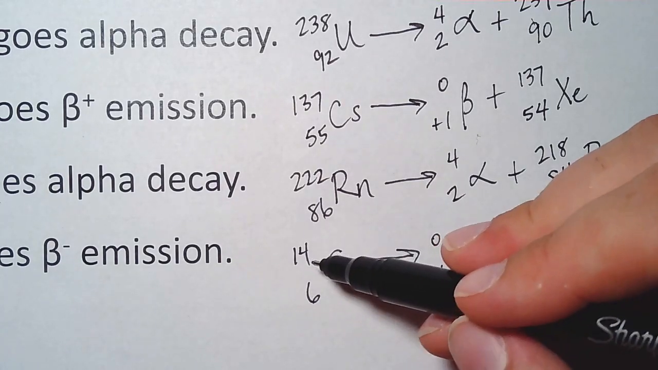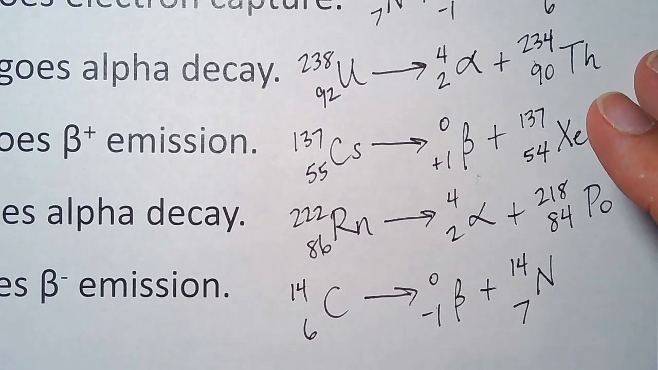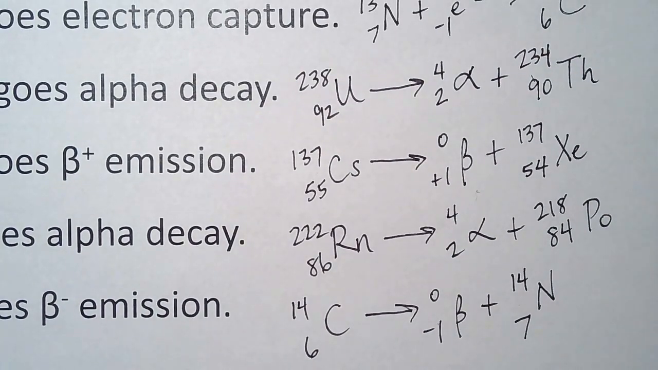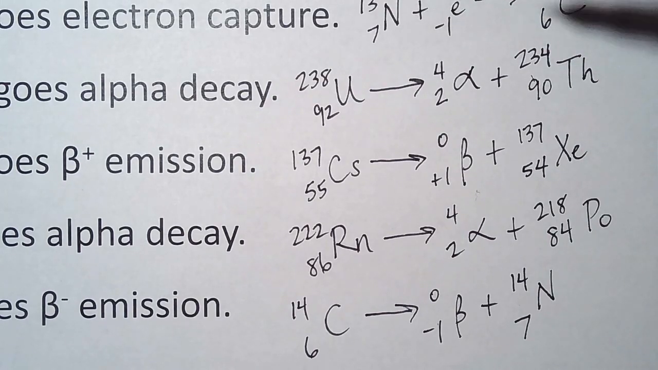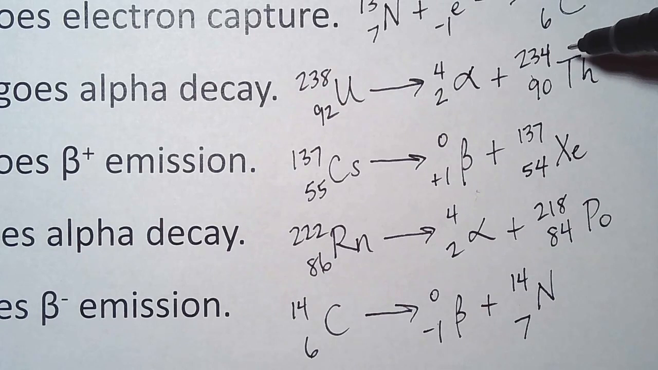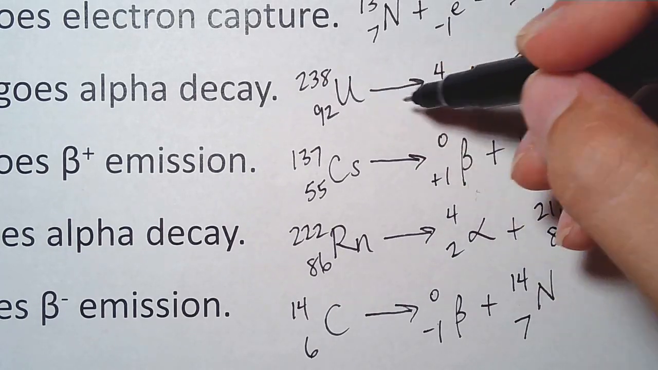So no matter what type of radioactive decay is going on, the top row of our numbers, our mass numbers, should stay the same on both sides. They have to equal one another. And then our bottom row of numbers, our proton numbers, should also equal on both sides.